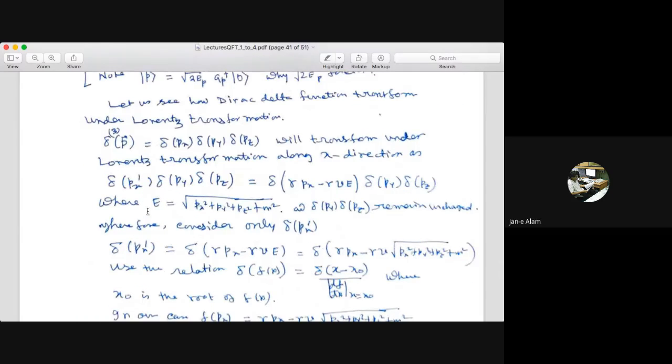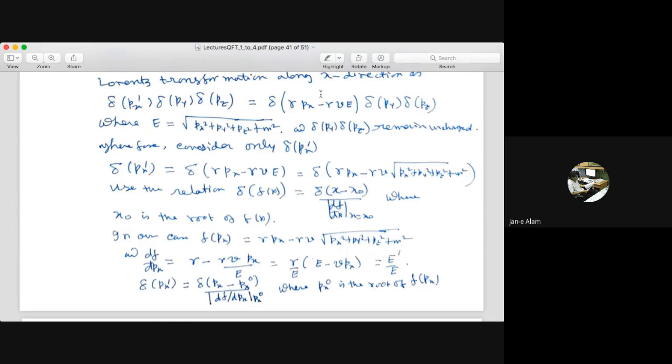The 2E_p factor will come because of the Dirac delta function. d³p, this Dirac delta function you can write as a product of three delta functions: δ(p_x), δ(p_y), δ(p_z). If you take the Lorentz transformation along the x direction, p_y and p_z will not change, only p_x will change, as p_x' = γp_x − γvE. So the argument of the p_x' has changed, and p_y and p_z remain the same, because a velocity along the x direction does not change the y and z components.